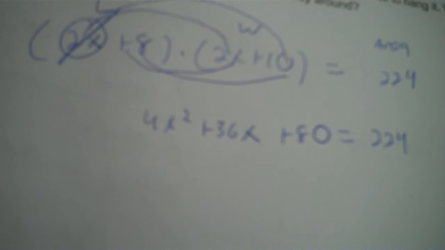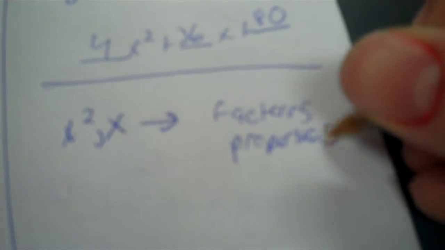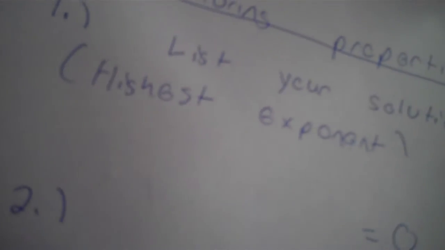Okay, now it's no longer a story problem. It's just a regular equation you got to solve. You have x second, and you have x. So those two things mean we have to use our factoring properties. Okay, so list your solution set by the highest exponent. How many answers you got? Well, x is to the second, that's the highest, so there's 2. Got to have 0. You don't have 0.